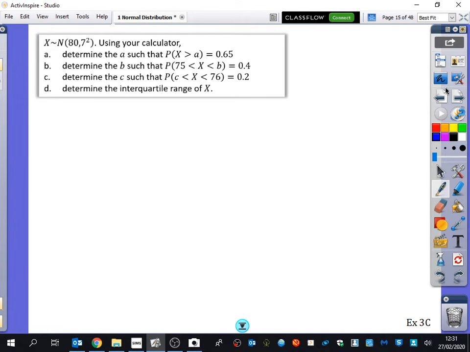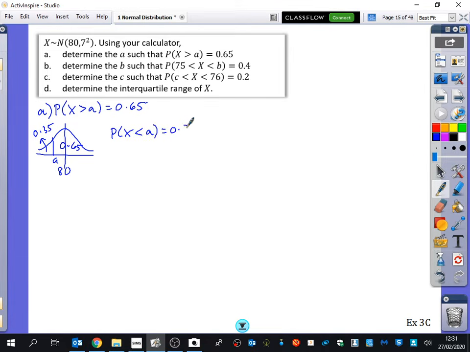Last page, another example that we're going to do. So we're going to try and find, this time, the probability that X is greater than A is 0.65. Quick sketch, that's 80. Bigger than a particular value is 0.65. So this is 0.65 and this is A. So the bit we'll use over here will be 0.35. So the probability that X is less than that value is 0.35, because remember, we always need to focus on the probability that is on the left.